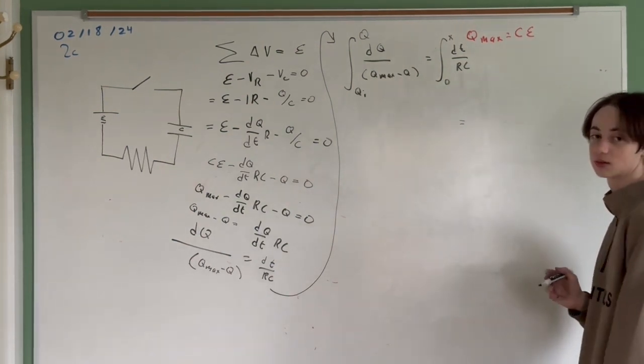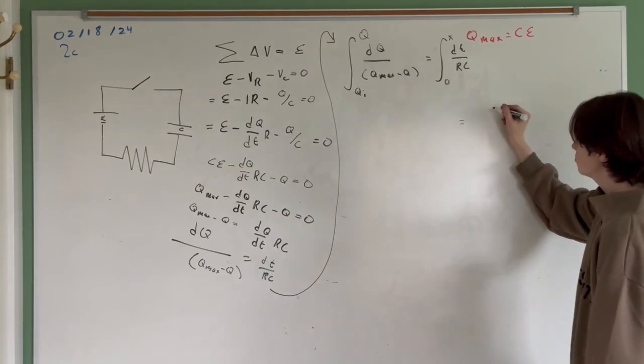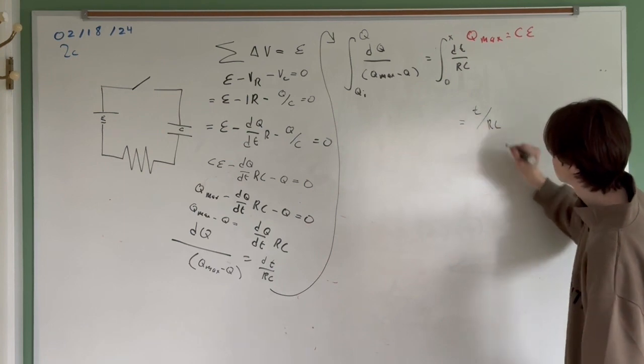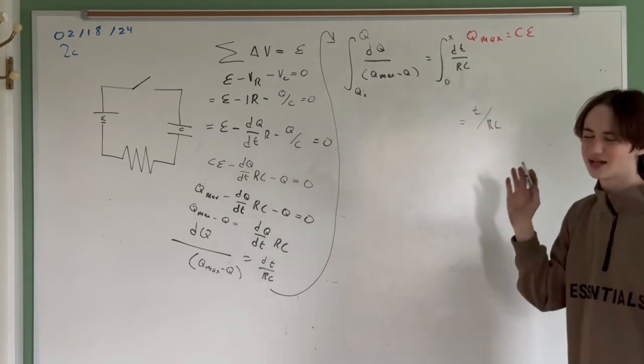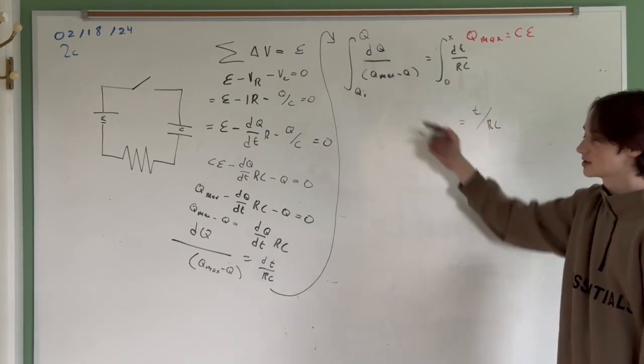What's 1 over RC times dt? It's t over RC. Or x over RC. Yeah, x over RC. I like to just use the t variable. Okay, it's easier. Okay, right side.